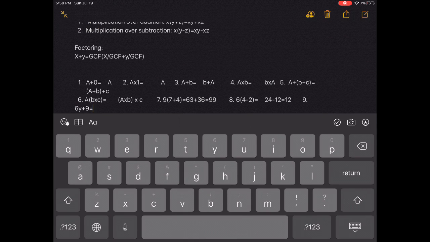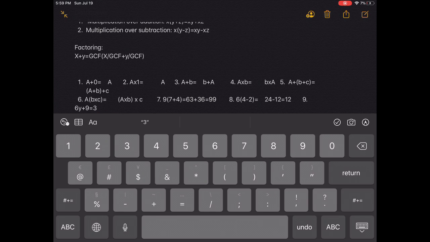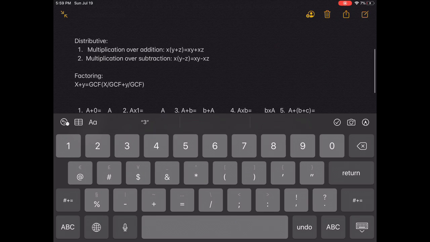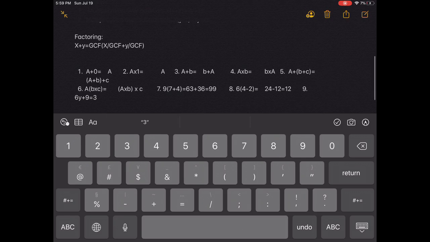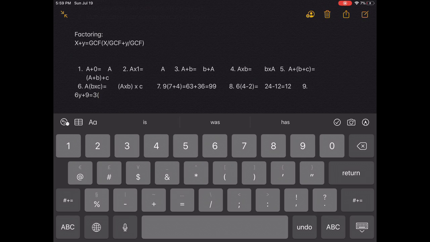So the last one is factoring. So you have to find the GCF, like above the factoring shows. So here's what you do. So right here, the greatest common factor is going to be 3, right? So you put that outside of the parentheses. Then you do the x, which in this case is the 6y. So 6y divided by 3 will be 2y.